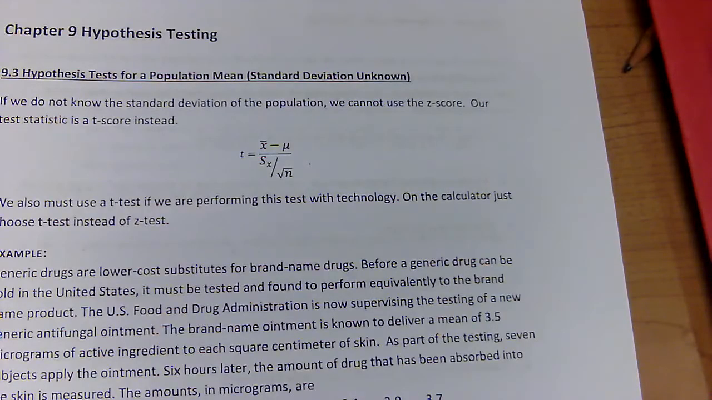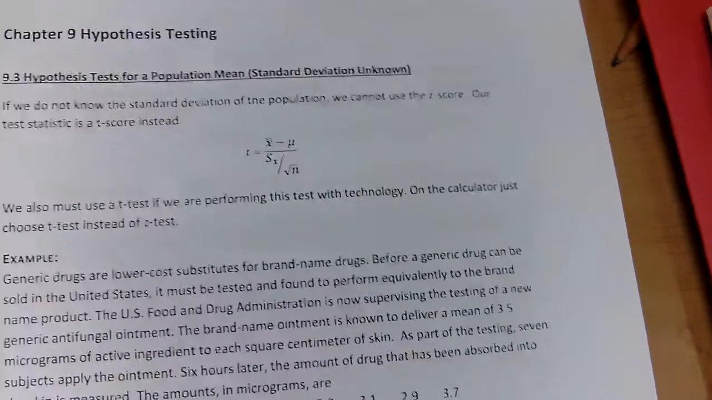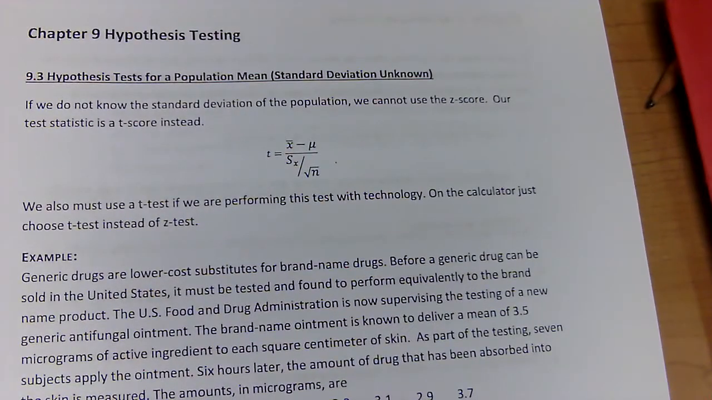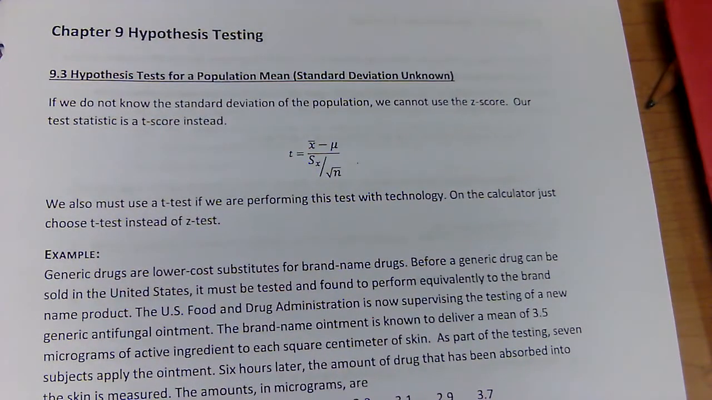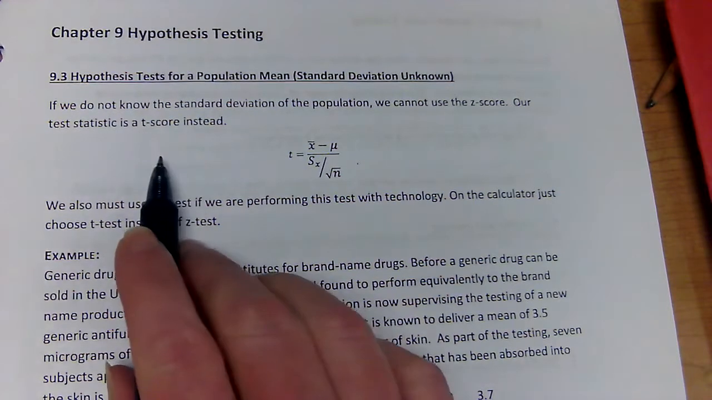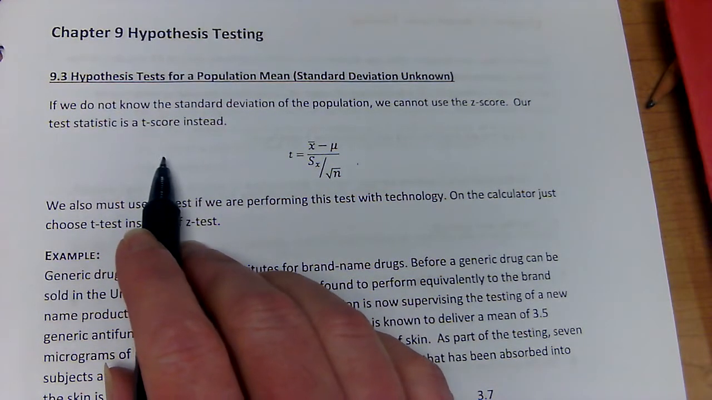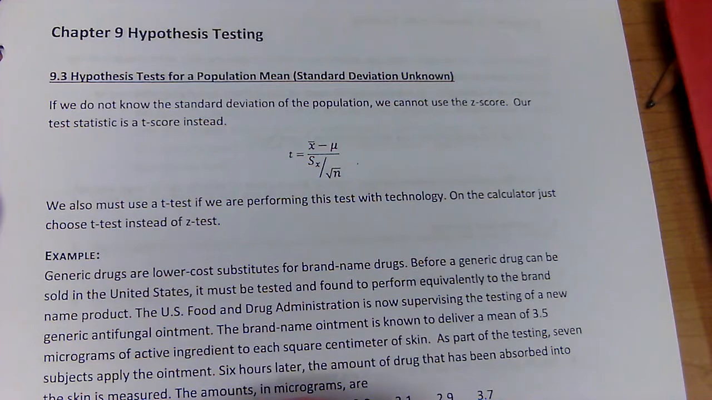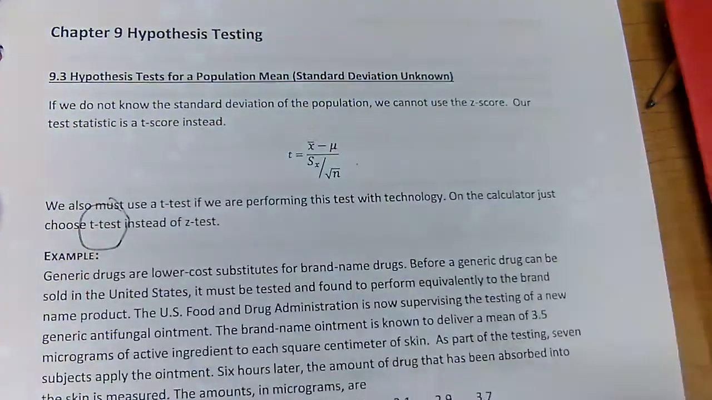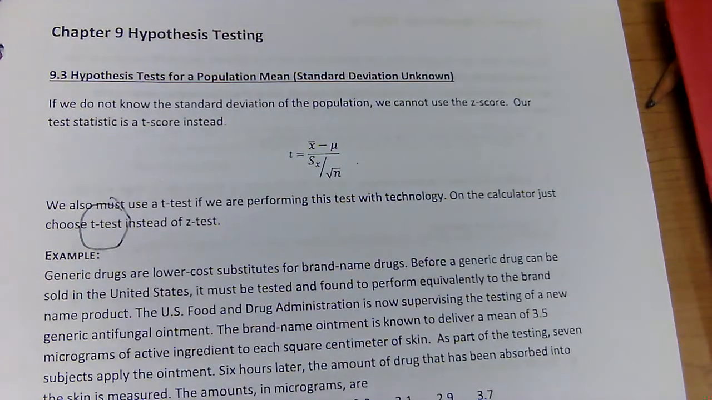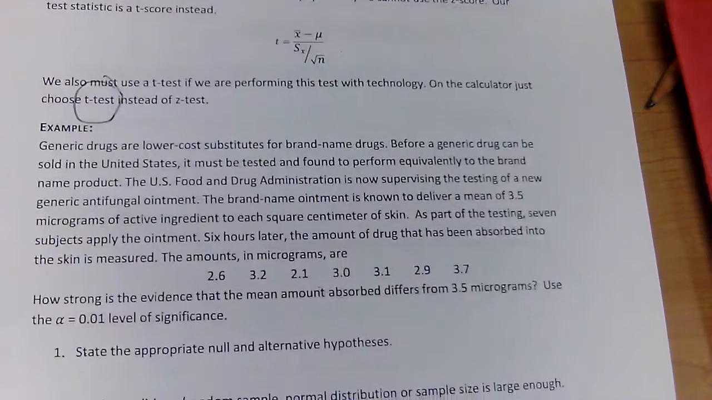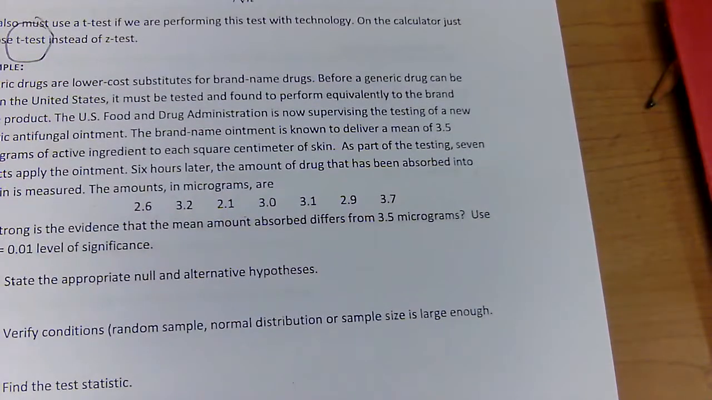So we looked at finding a hypothesis test for a population mean when we knew the standard deviation of the population. But if we don't know that, which most of the time we wouldn't, we can't use a z-score. We have to use a t-score instead. That just means on our calculator, we're going to choose t-test instead of z-test. That's the big difference. So let's take a look at this one.